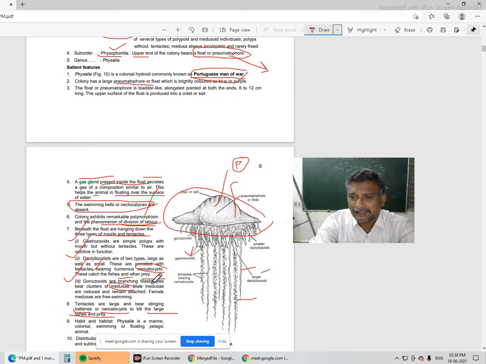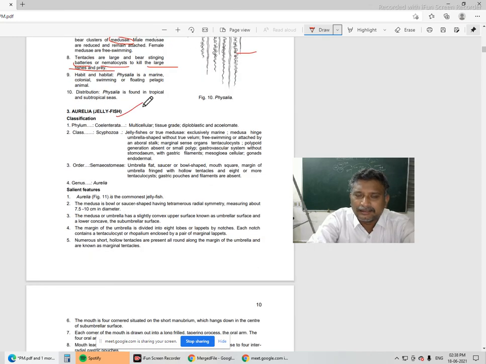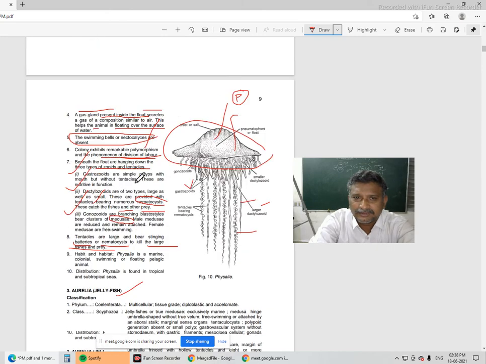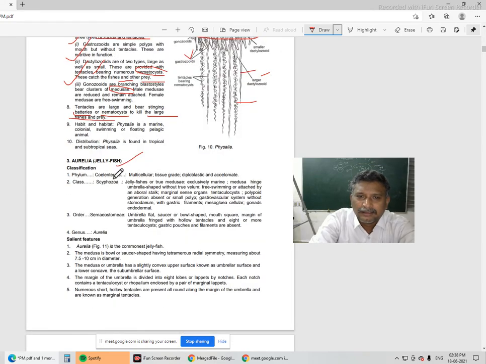Observing all these characters, the given slide should be treated as a Physalia. Now come to the Aurelia. It is a jellyfish. For Physalia the class is Hydrozoa. Now here, for jellyfish the class is Scyphozoa. Jellyfishes are true medusae, exclusively marine.